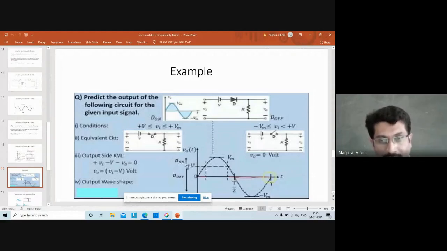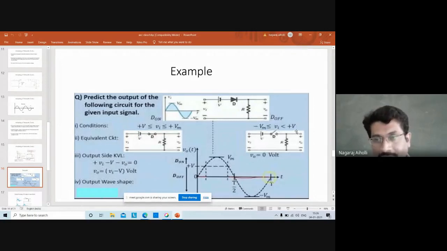And below this plus V level, the diode is in the off state. Correct? Then output side KVL, if we apply, we get VI minus V minus V naught equal to 0, or V naught is equal to VI minus V. The same thing, just with different types of waveforms, I mean equivalent circuit being shown here.